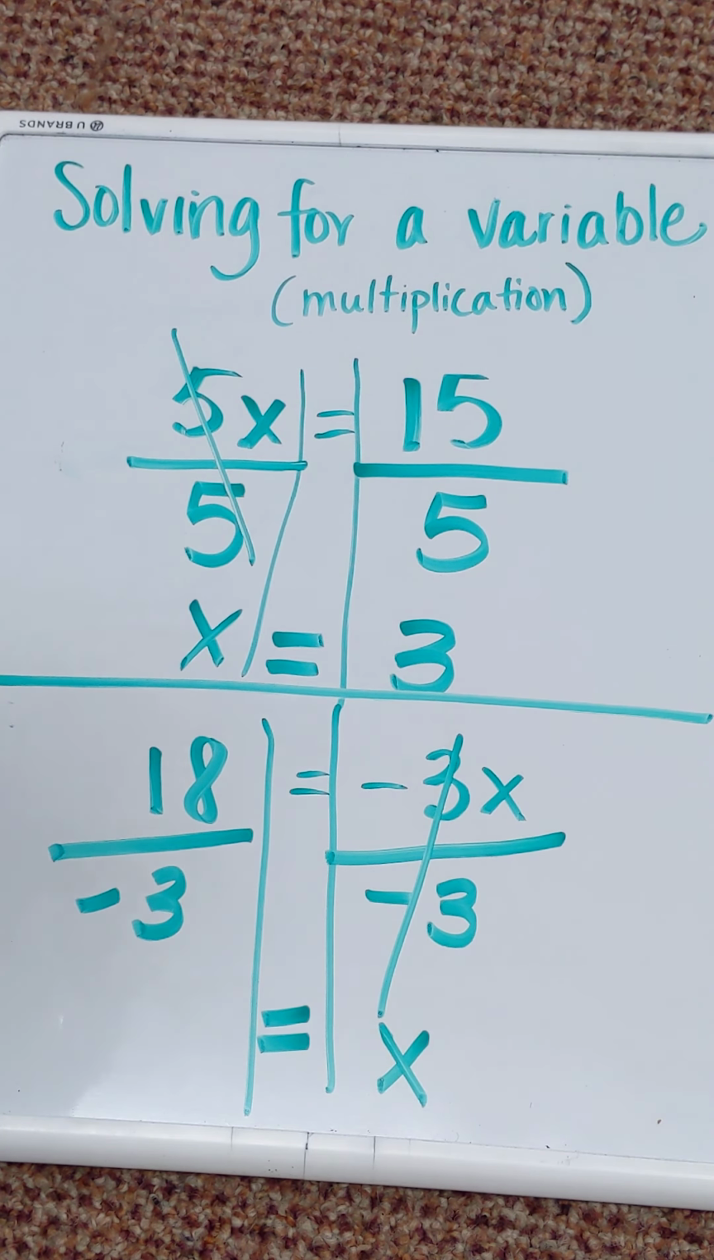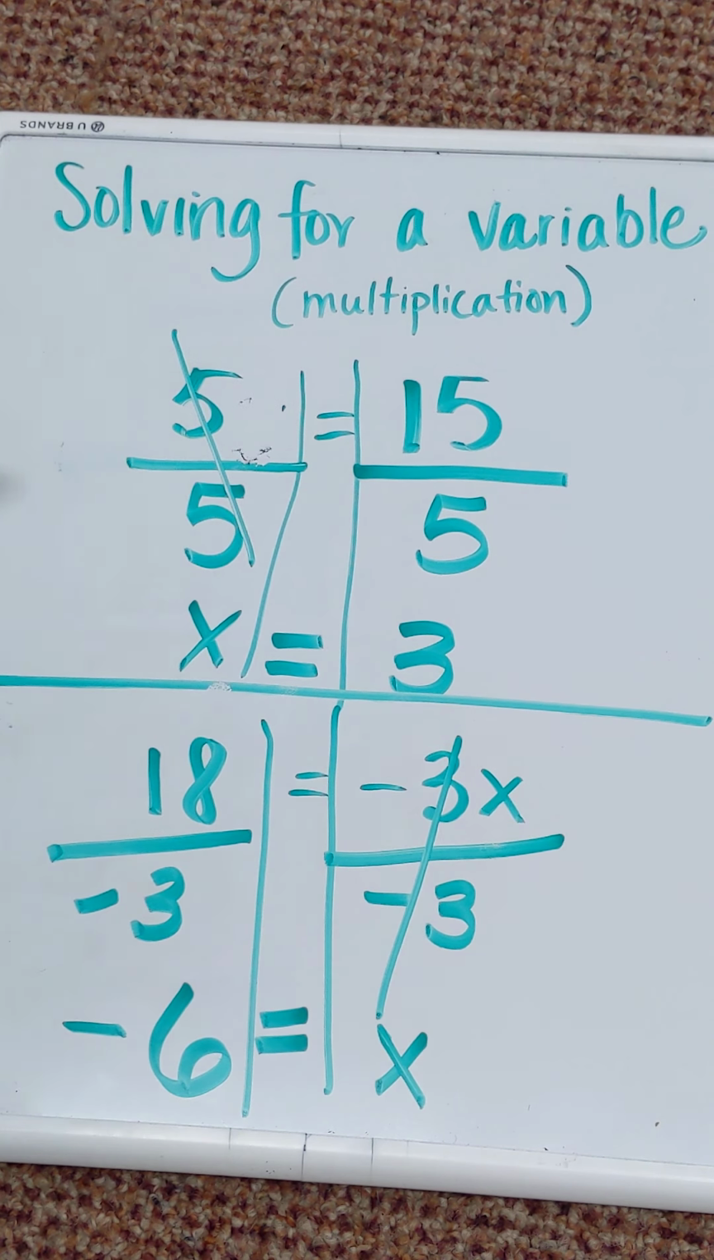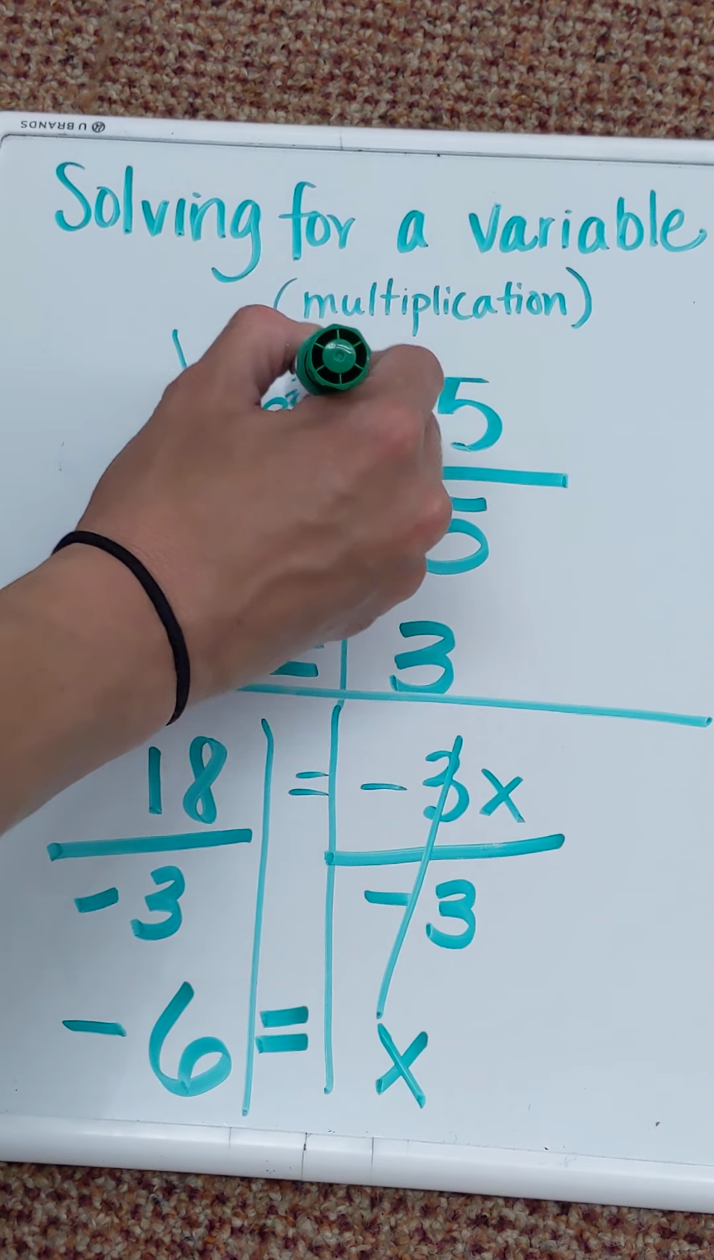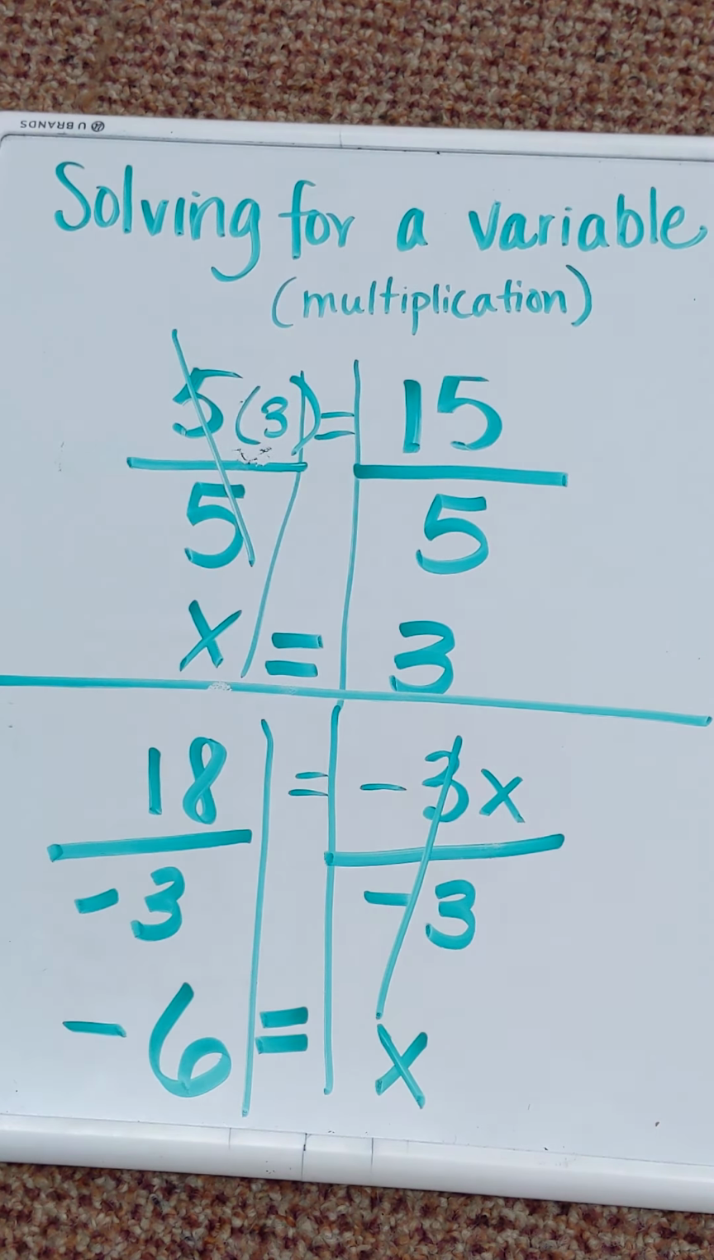You can always go ahead and plug that back in. I can say negative 6 instead of my x. Negative 3 times negative 6. Does that equal 18? Yes, I did it right. Let's try this one. X equals 3. Let's come up here to our x. If I say 3 instead of that x, what is 5 times 3? 15. All right, I did it correctly.